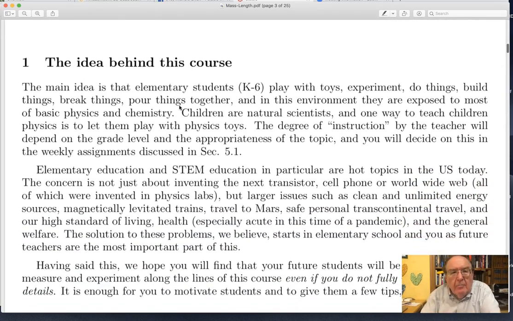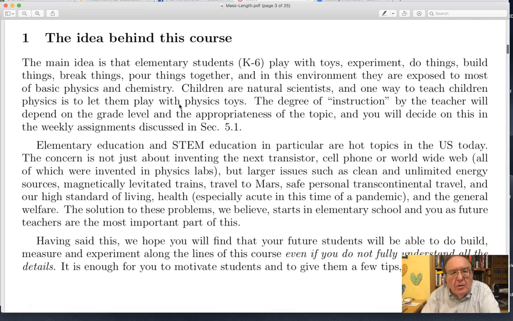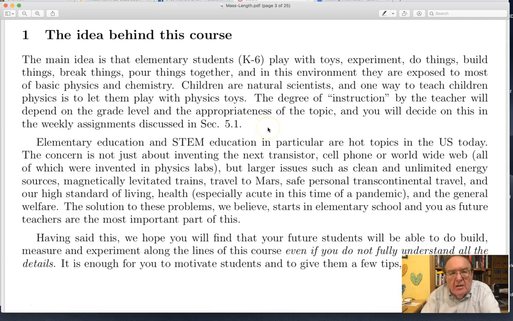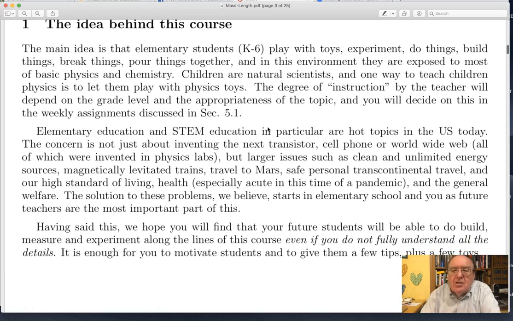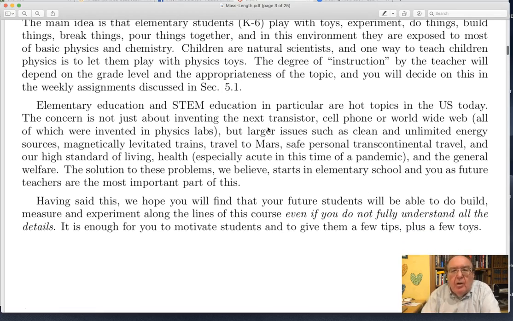Now, the idea behind this course is that children, if you watch them play, are natural scientists. They're really very good at science. So just let them go. Let them play with physics toys. The amount of instruction you give to children will depend upon the grade level and the appropriateness of the topic and so on.